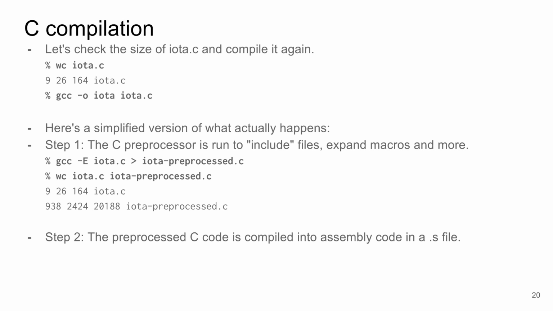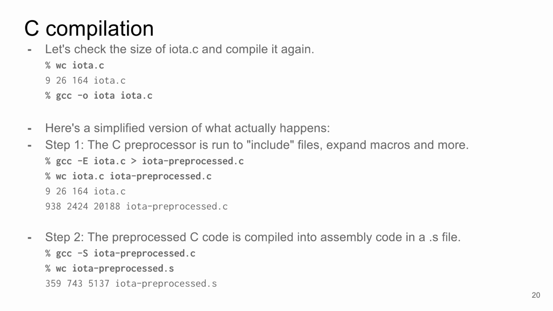So the next step in compilation is that this preprocessed C code is compiled to an assembly code file with a .s extension. We can create an assembly file by using the -S option with GCC, and we give it our preprocessed file, and we see that our size has been reduced a little bit because now we're just in assembly code rather than this lengthy syntactic C code.